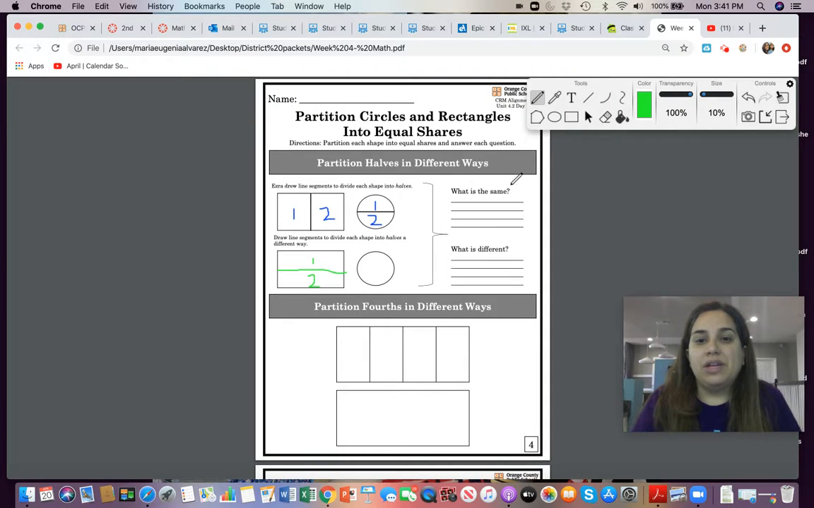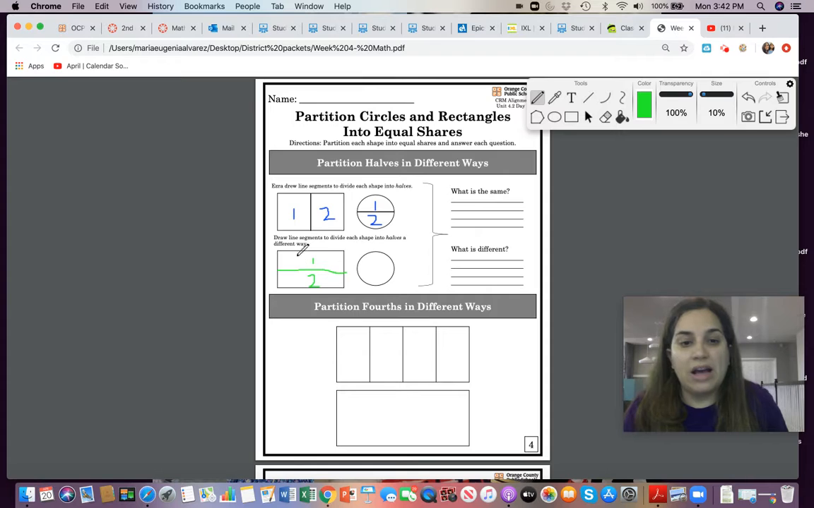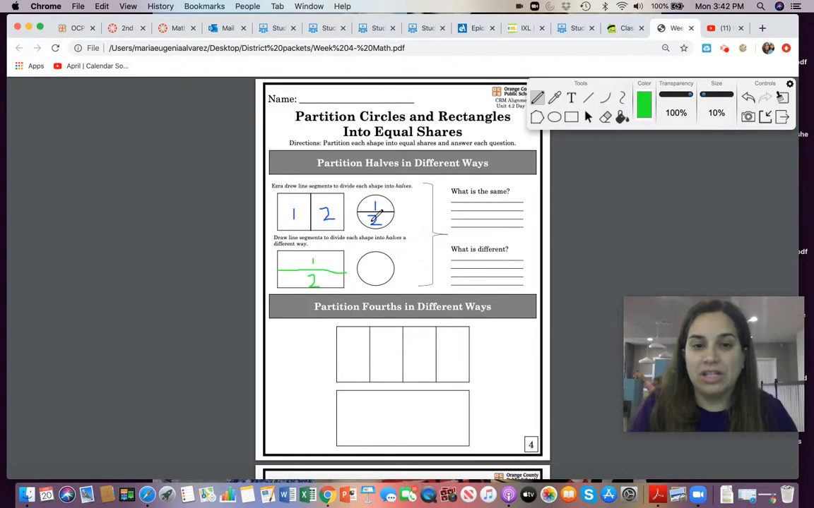Okay, so here you can talk about what is the same here, and what is different here. Okay, so what is the same and what is different between Ezra's division and ours? And you can also divide the circle differently than Ezra did. She did it horizontally. How are you going to divide it? Still showing 2 parts or halves, but differently than Ezra. Right? So that's all you have to do.